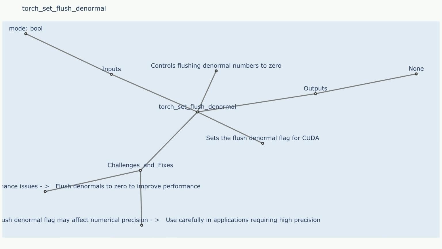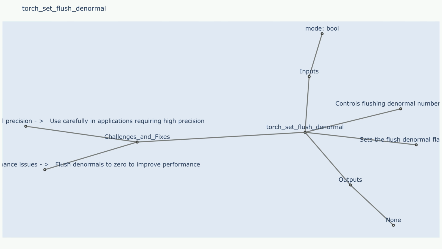torch.set_flush_denormal. Description. The torch.set_flush_denormal function in PyTorch controls whether denormalized floating point numbers are flushed to 0 before they are used in computations.